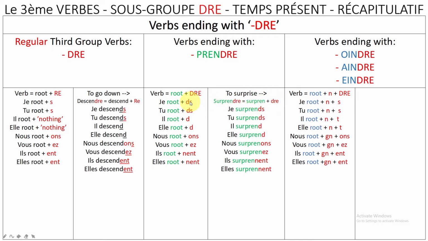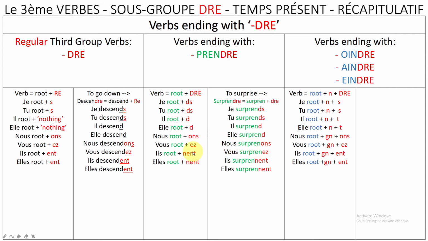Okay. For je, I'm adding S to the stem, to that fixed part. For tu, I'm adding S again to that fixed part. For il, I'm adding D. For elle, I'm adding D. Okay. For nous, I'm adding ONS. For vous, I'm adding EZ.